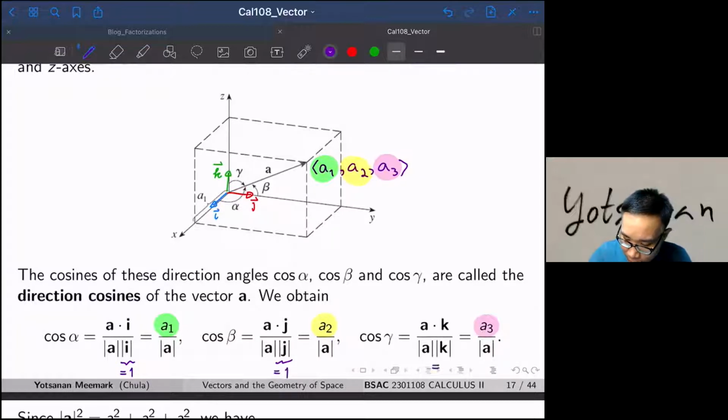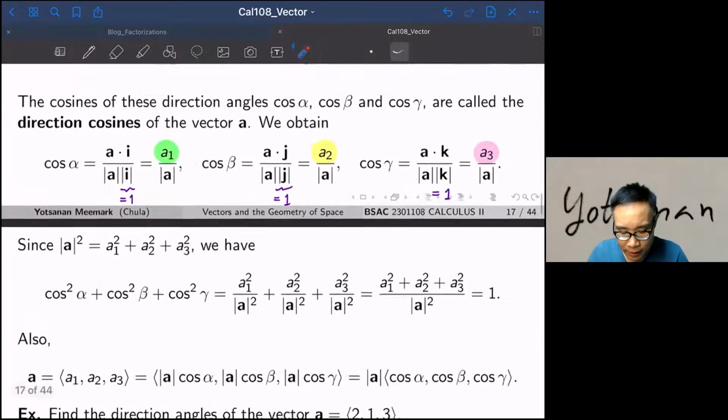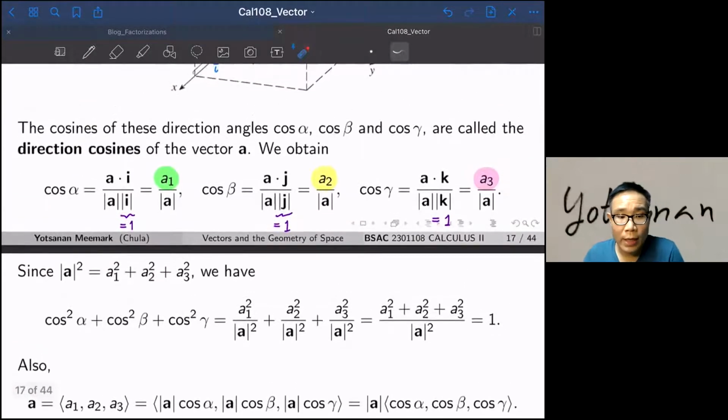And the norm of K turns out to be also equal to 1. So you're going to have the formula for the direction cosines given by cos alpha equal to the first component over norm of A, cos beta equal to the second component over the norm of A, and cos gamma equal to the third component over the norm of A. Okay, and you have norm of A squared equal to A1 squared plus A2 squared plus A3 squared.